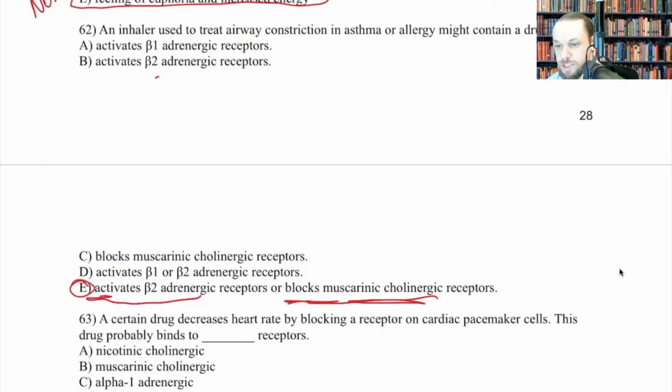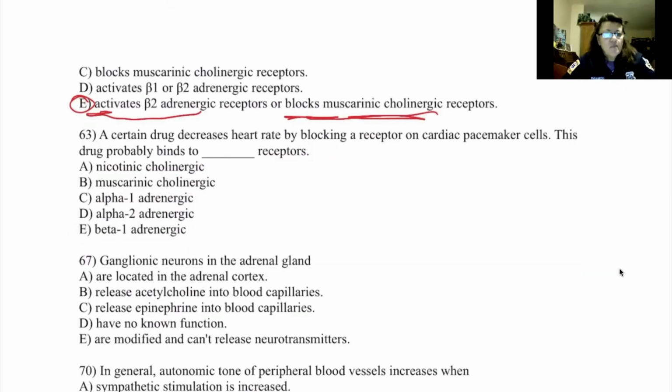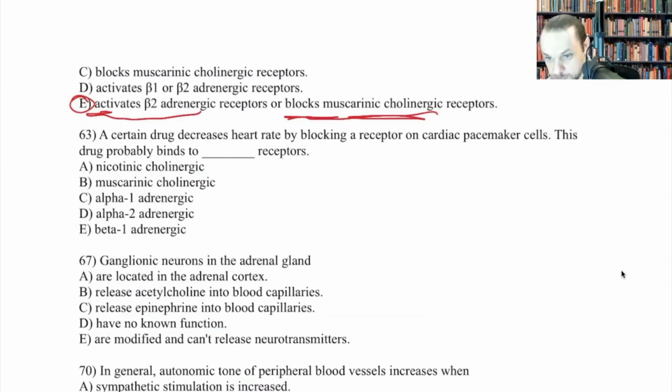So that's why we basically dry them up. We hit them with combination therapy, right? Block the parasympathetic and activate the sympathetic. So this is what it will do. The question says an inhaler is used, and asks what the drug may contain. So if you use a combination vent, this is what it's going to do. Okay, thank you. Good. 63 to go now.